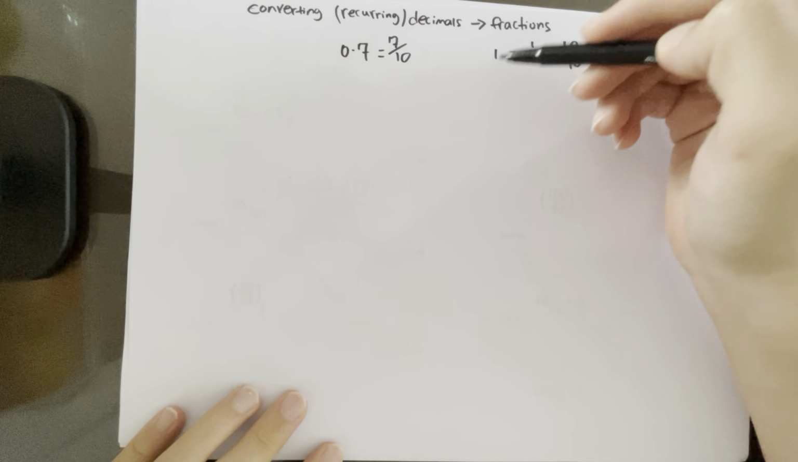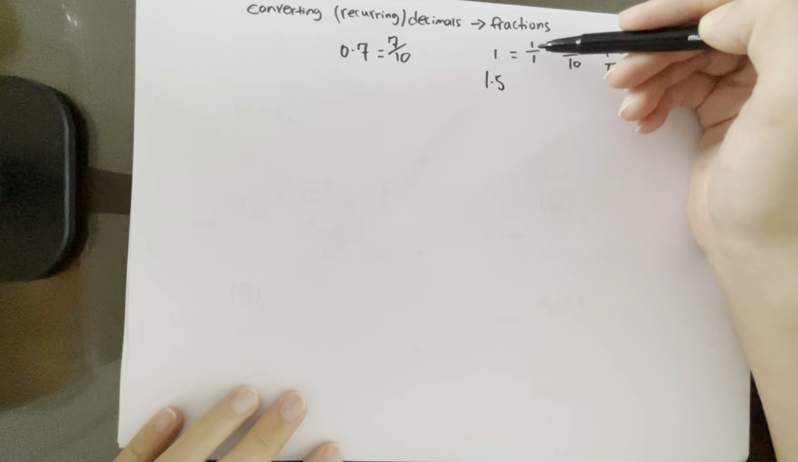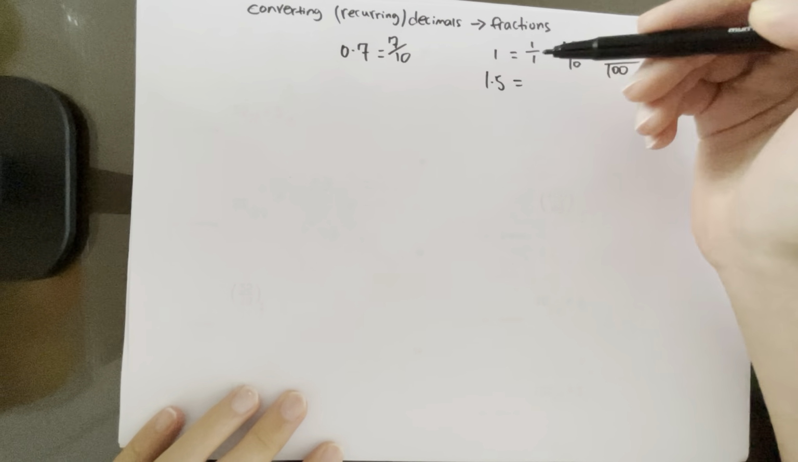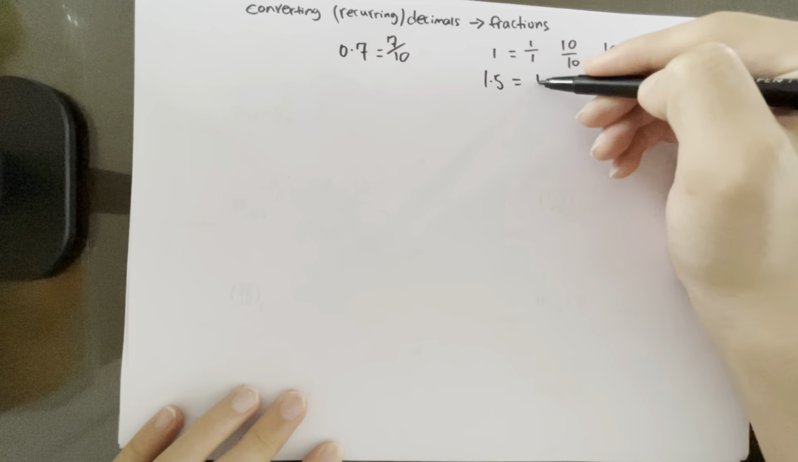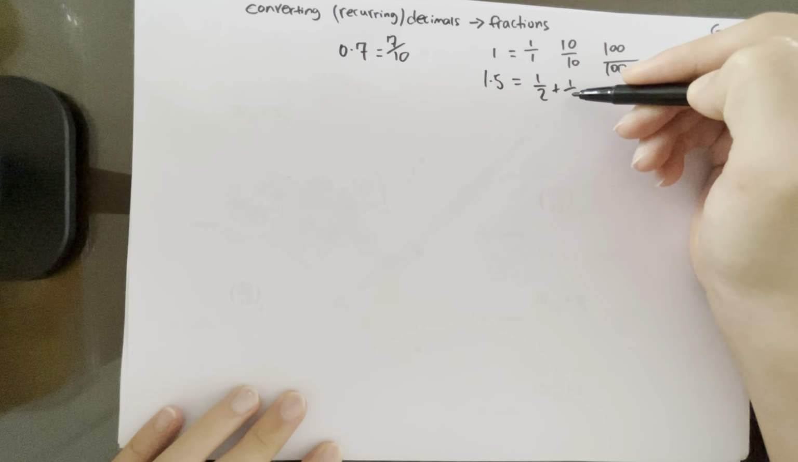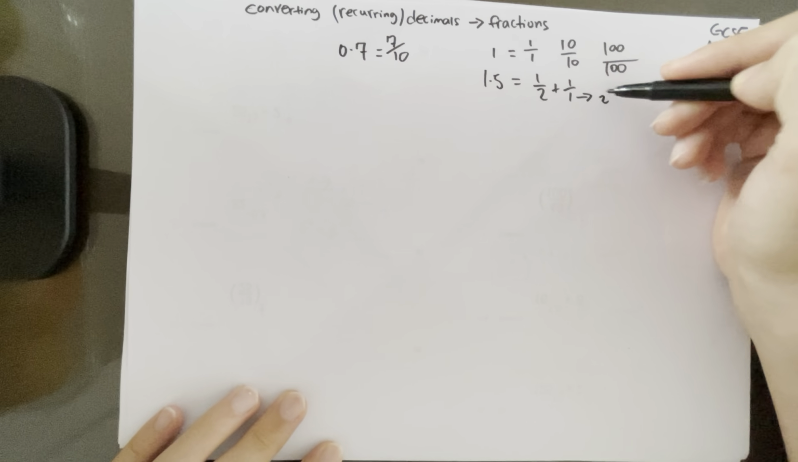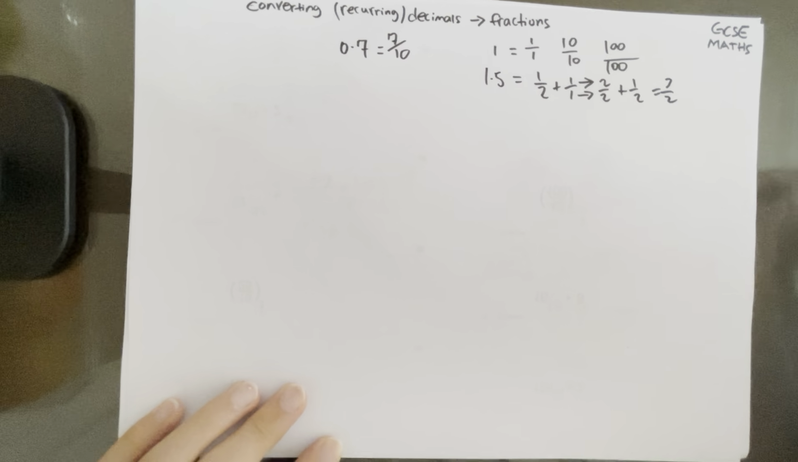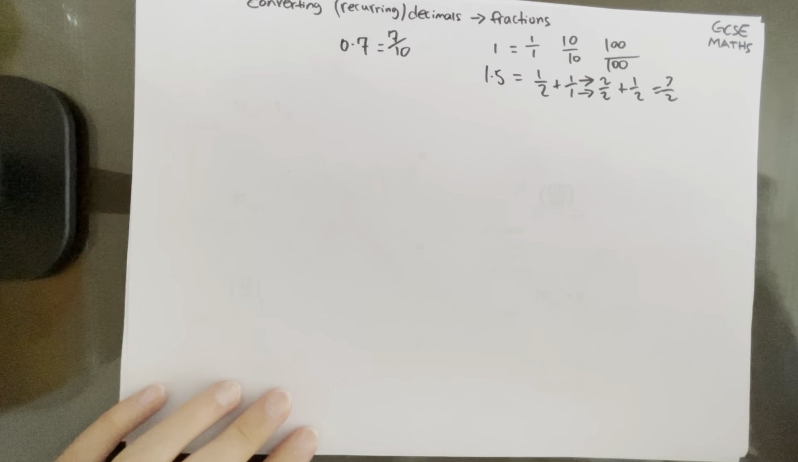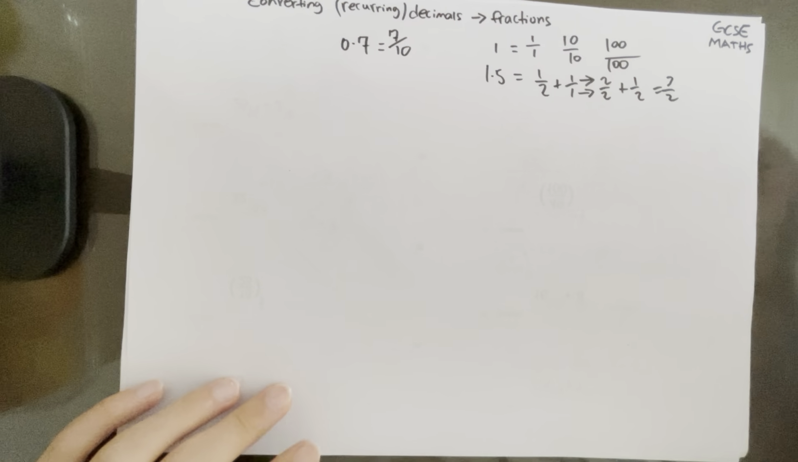If the decimal is bigger than 1, so 1.5, then the numerator is going to get bigger too. So 1.5 is 1 out of 1 plus a half, which is a half plus 1 out of 1. Well, we can write that as 2 over 2 plus a half, which is 3 over 2. Anyways, that's what we're here to do. Let's look at recurring decimals to fraction form.